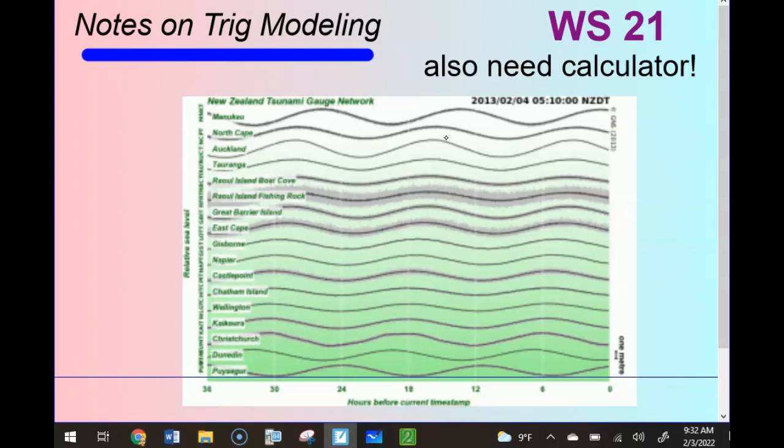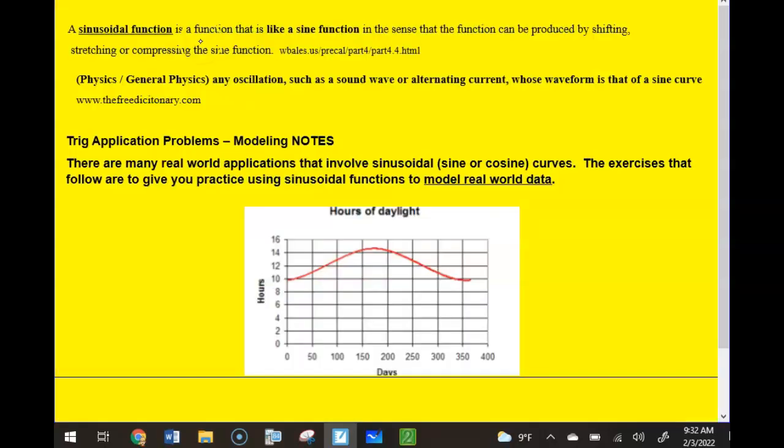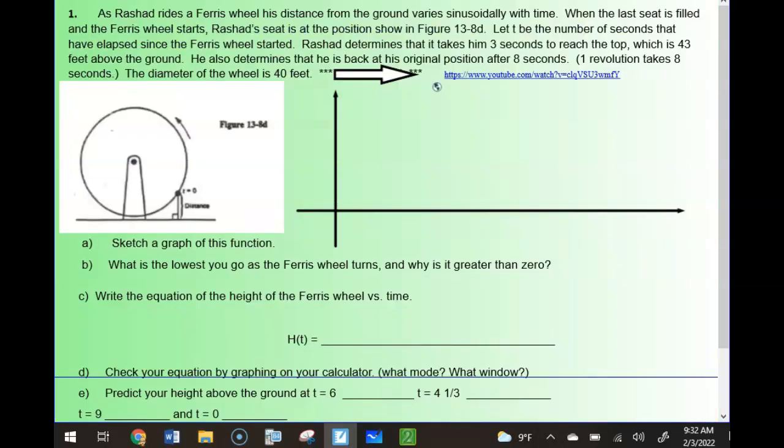I just put this little tsunami gauge network here, but basically it's showing tidal waves, which clearly are sinusoidal, right? Which just means it could be made into a sine or cosine graph. I put some vocab up here. Sinusoidal, remember, means it could be graphed as either sine or cosine. Here, hours of daylight over the course of 365 days. Their days get longer and then shorter. That is another thing that is sinusoidal.